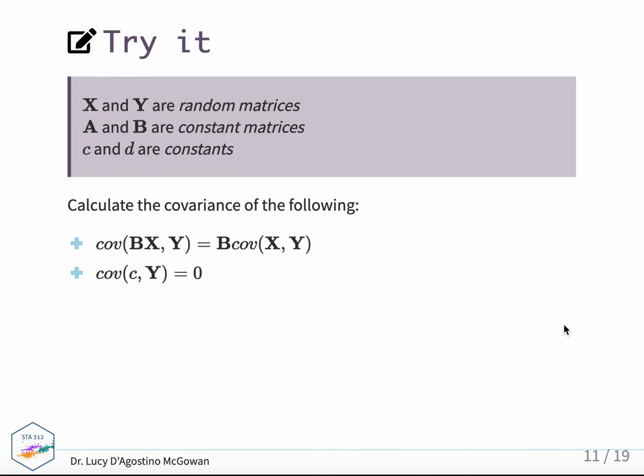All right. So the covariance of bx and y is going to be b times the covariance of x and y, because b is just a constant matrix, so we can pull it out to the front. And the covariance of some constant c and y is going to be 0, because the covariance between a constant and a random variable is always going to be 0.